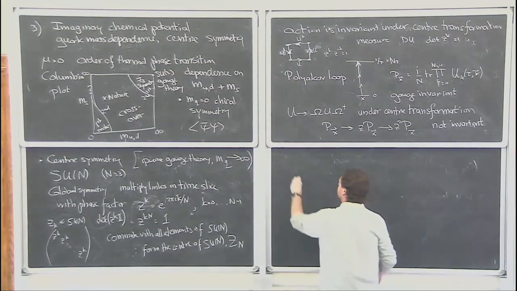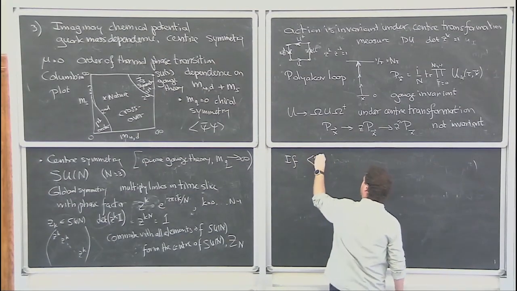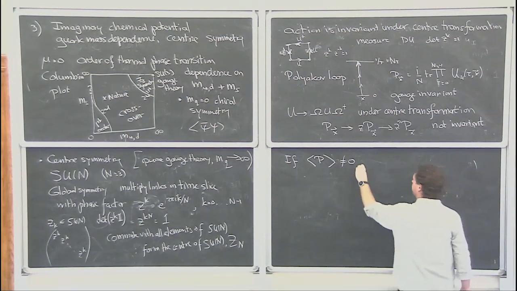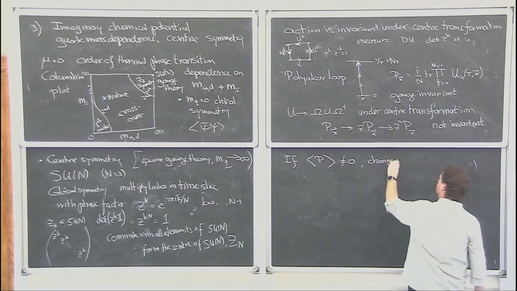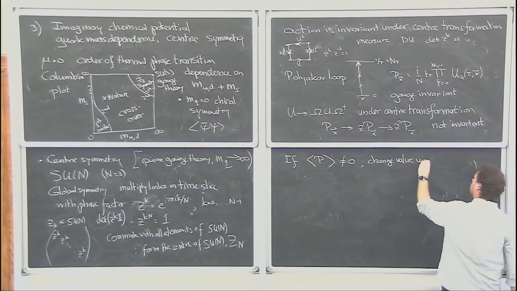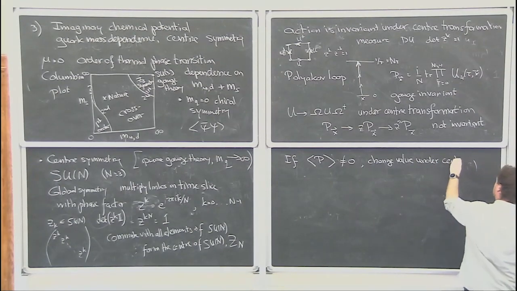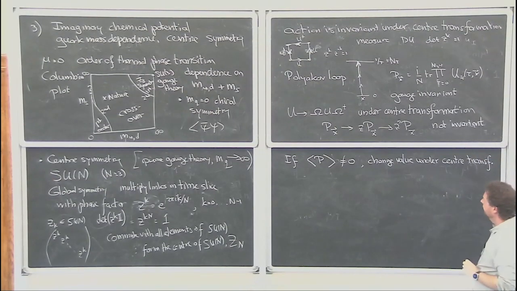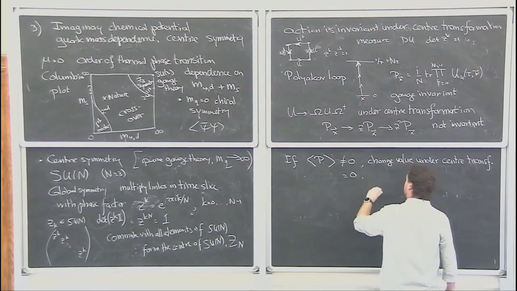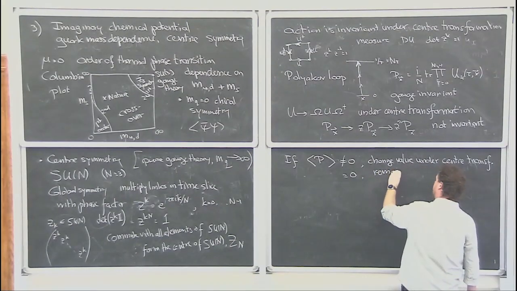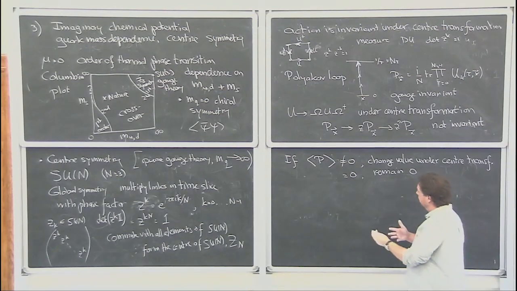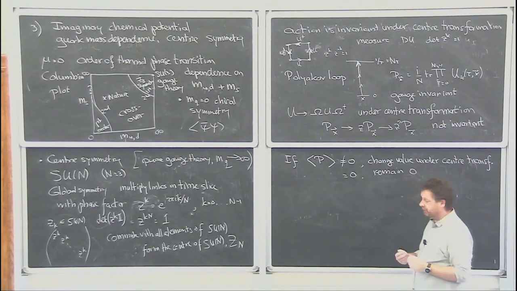So if the expectation value of the Polyakov loop is non-zero, then it will change value under a center transformation. Whereas if it's equal to 0, it will basically remain 0. If I multiply 0 with a phase factor, it will remain 0. And so the Polyakov loop being 0 or non-zero is actually the order parameter we're interested in.